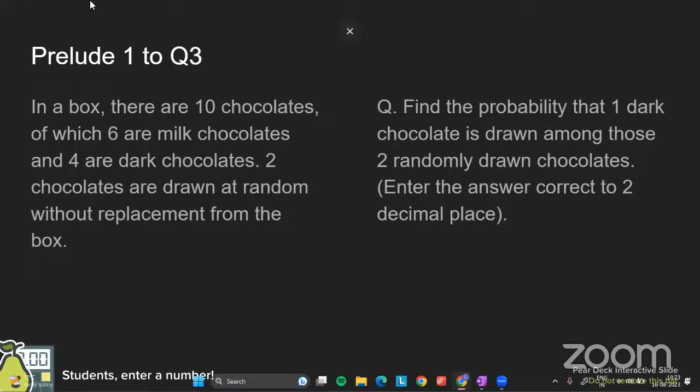Yeah, you can take 2 minutes to solve this. We don't have the peer deck slides right now. It's just a discussion. So you can put your answers in the chat after 2 minutes.